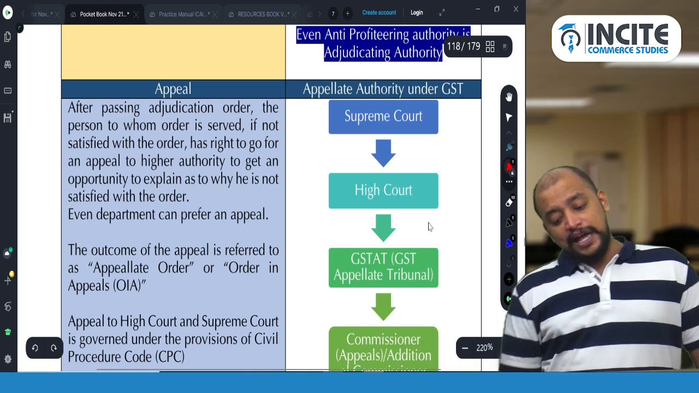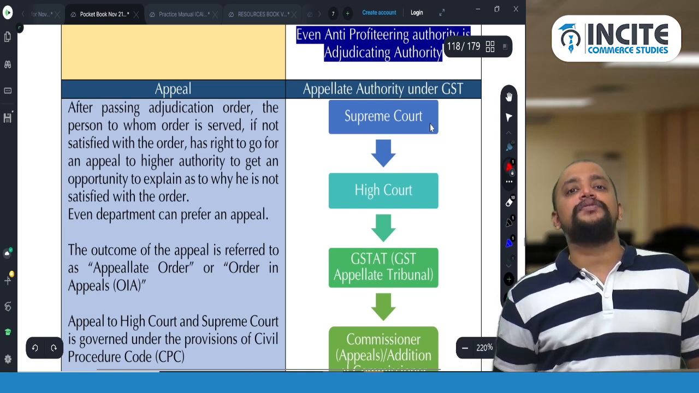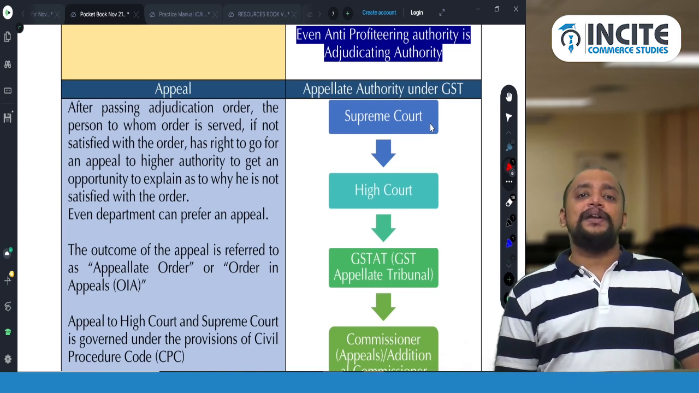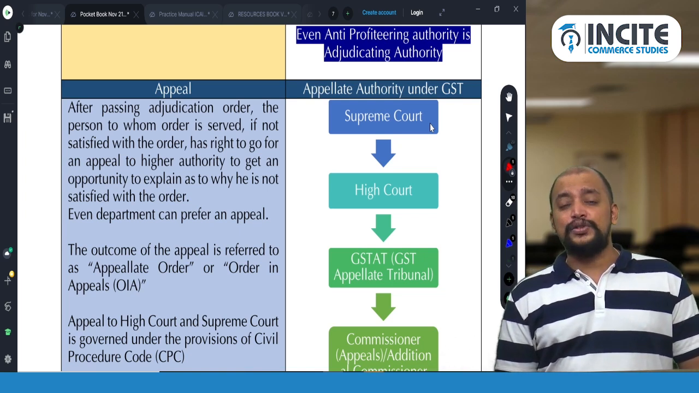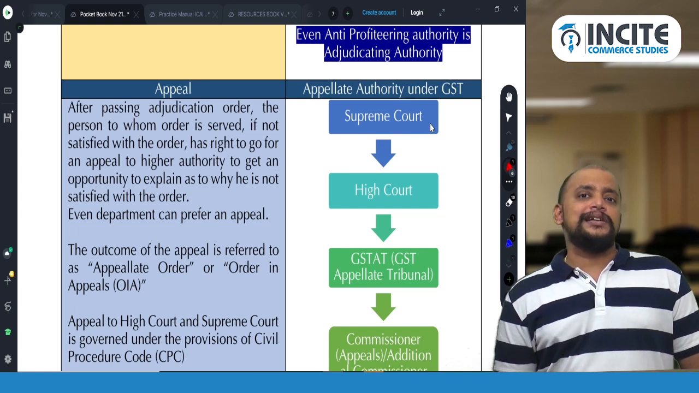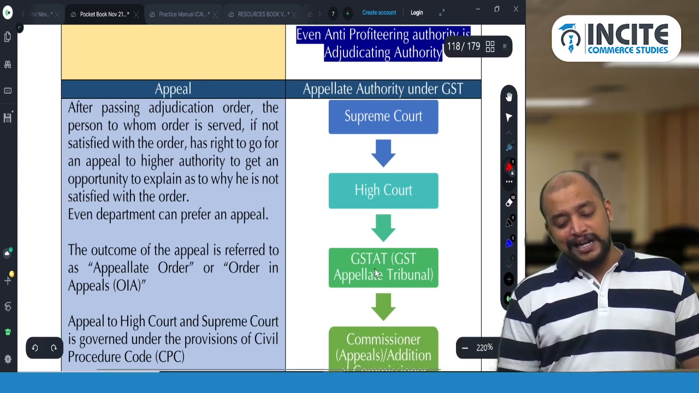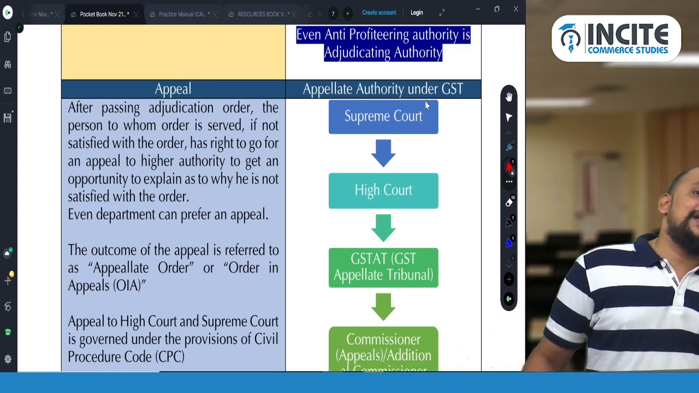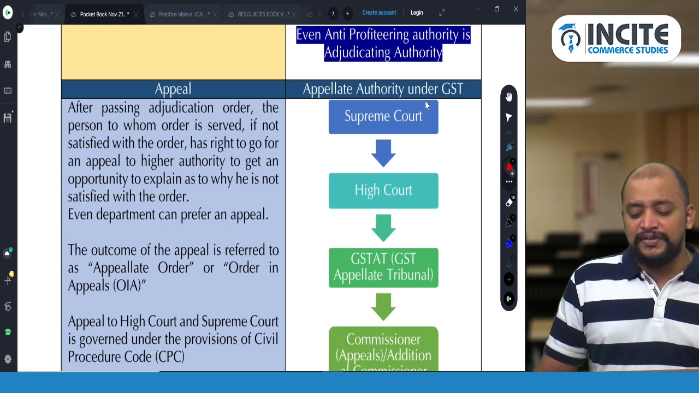Here we can skip the High Court and go directly to the Supreme Court if the issue pertains to place of supply, because place of supply is a matter that concerns two different states. So that appeal will be directly from GSTAT to the Supreme Court. In relation to all other items, we can go to the High Court and then to the Supreme Court.